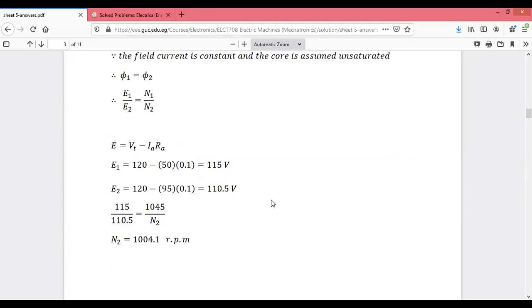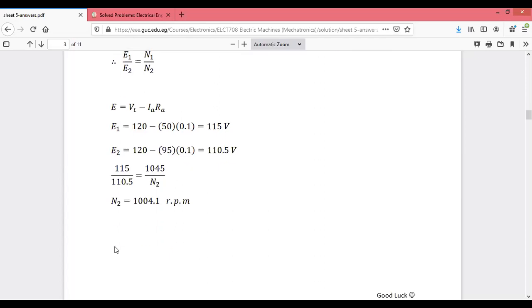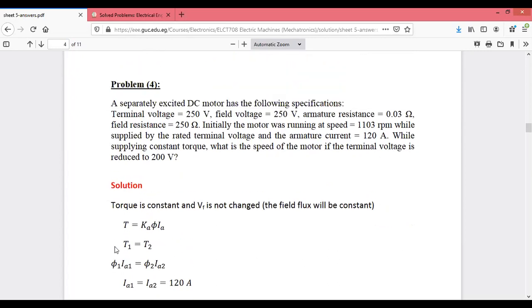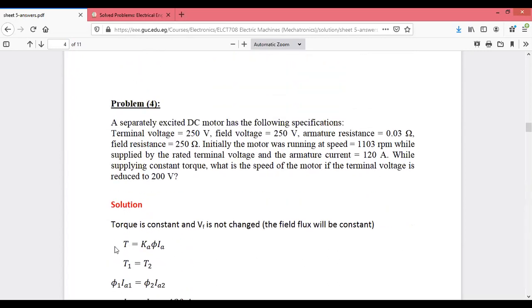E2 equal to 110.5. So what we are saying here is E1 by E2 equal to N1 by N2. Now we have the value for N1, and the values for E1 and E2. You can solve for N2. If you do cross multiplication, you will get the value for N2. That will be 1004.1 rotations per minute.